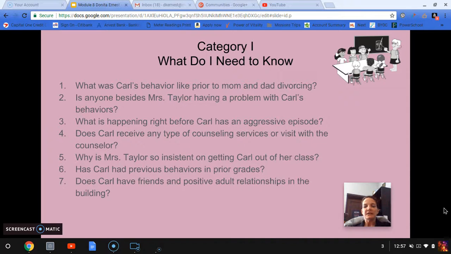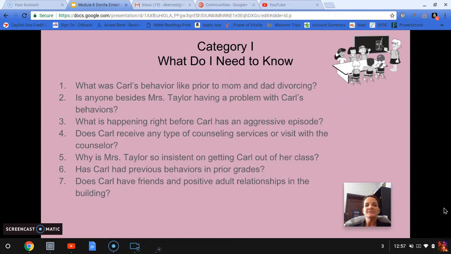What's happening right before Carl has an aggressive episode? Is he coming in off the playground? Is he coming in off the school bus, coming back from unstructured time like the lunchroom or maybe PE? Or is it right in the middle of class? Is it at noon every day, at 1 o'clock, at 8 o'clock? What are we looking at here? And number 4, does Carl receive any type of counseling services or visit the school counselor? This could be mental health counseling in the community, or it could be with his counselor at school.